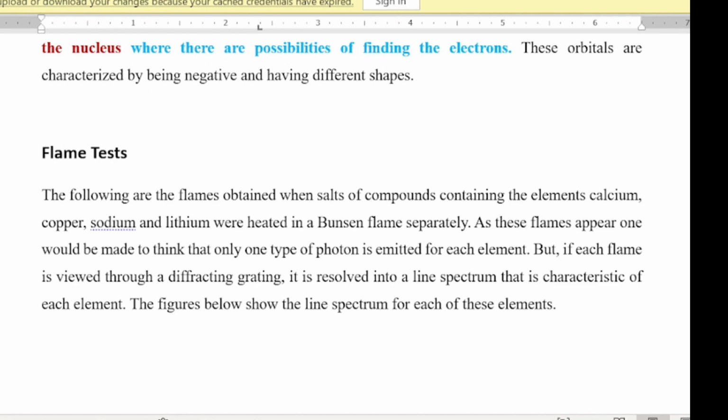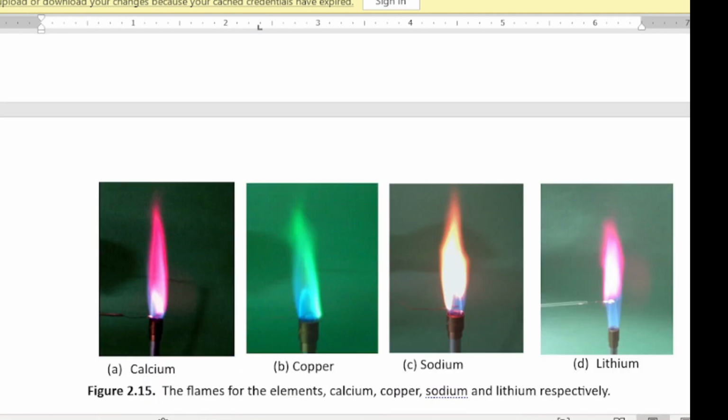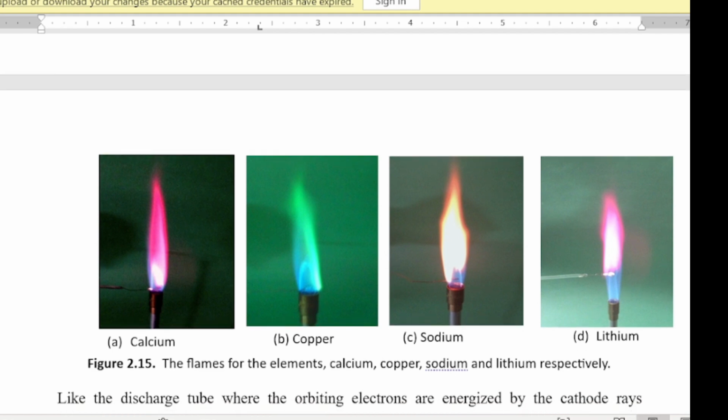Flame test for some ions. If the salts of certain compounds are burnt in a Bunsen flame, they produce different colors here, and we call that the flame test. Each particular element will have its own flame test. If you put different gaseous elements into the discharge tube and you look at it through a diffraction grating, you see different spectral lines. The same thing will be observed if these flames are viewed through a diffraction grating. Each one of them will give their own spectral lines.